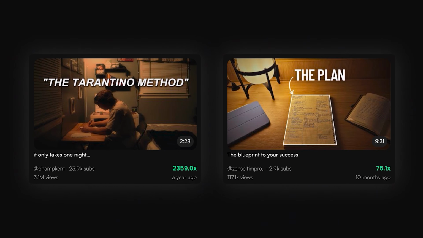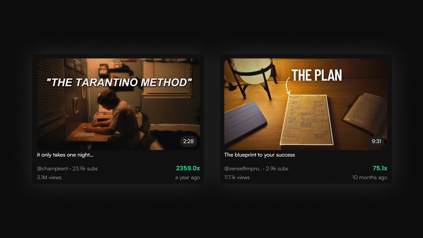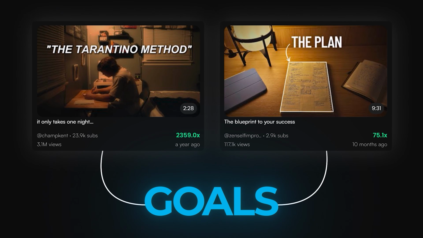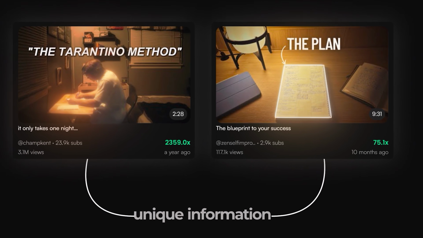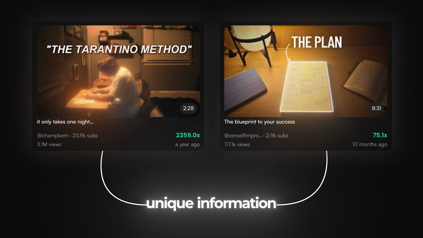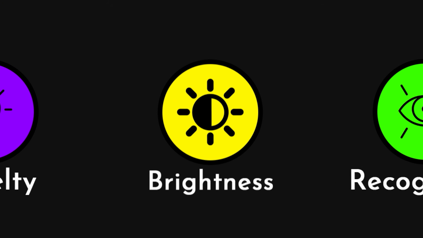For example, both of these videos are promising they'll teach you something new to help you reach your goals. And that promise is far more believable because the thumbnails have unique art styles, which gives the impression of unique information as well. Number 4, maximize the brightness contrast in your thumbnail to make it stand out more.